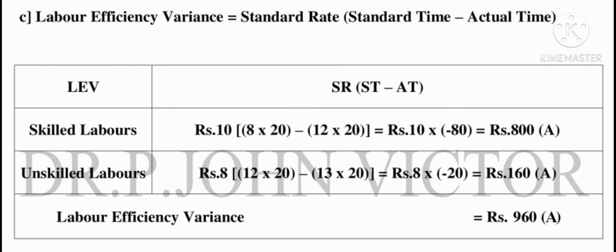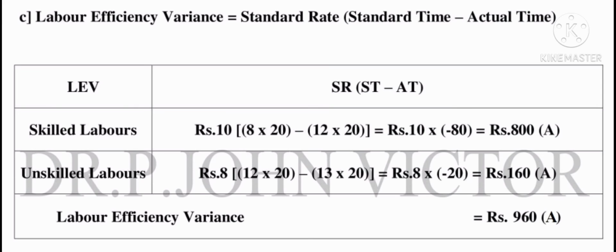Then unskilled labors. Standard rate is rupees 8. Standard time 12 workers into 20 hours. Then actual time 13 workers into 20 hours. So you see that multiplying these two pairs of figures, that is 12 into 20, 240, then 13 into 20, 260. So here also the minus value is higher. So when we deduct this value, we get minus 20. So 8 into 20, 160 is adverse value.